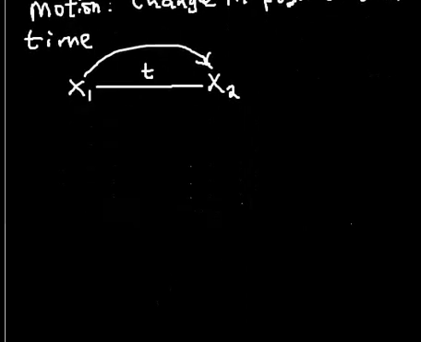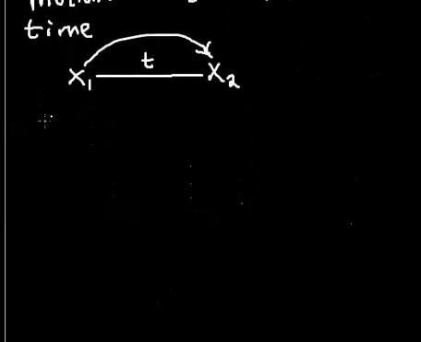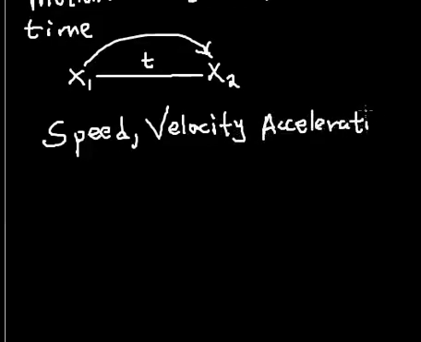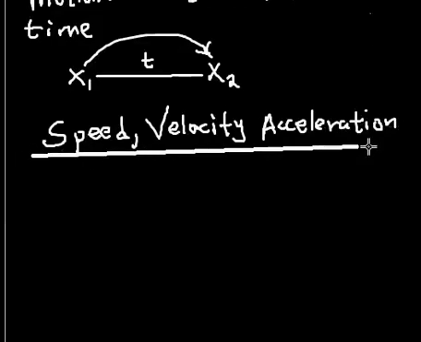All right, so now we are going to be looking at basic terms that are used in describing motion, and those basic terms include speed, velocity, and acceleration. I'm going to start with speed.